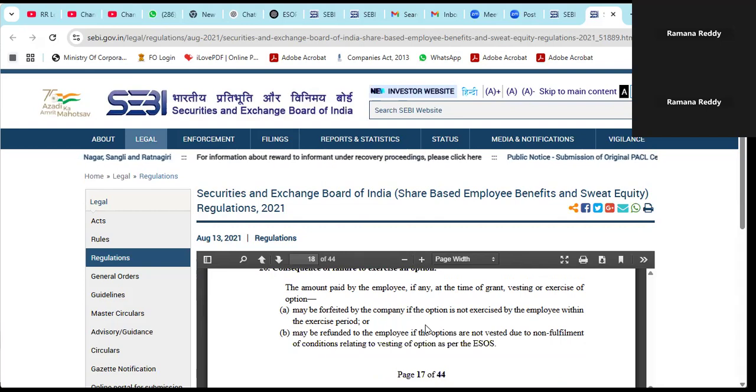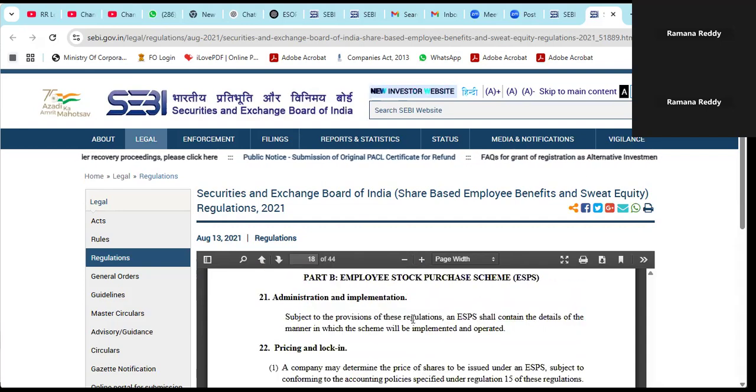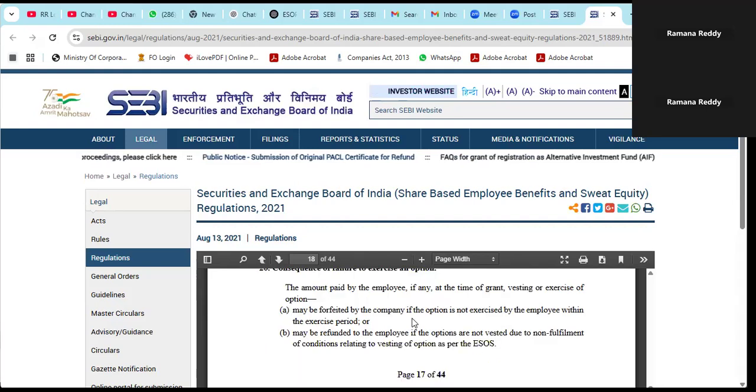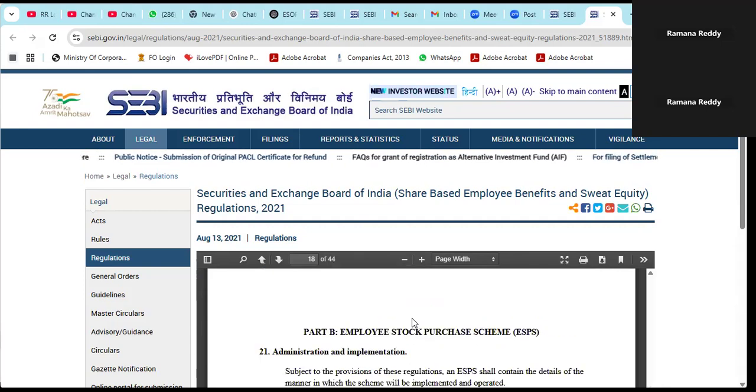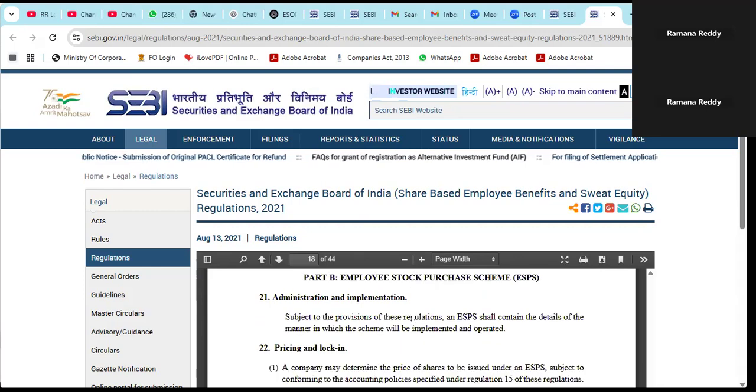It may be refunded to the employee if the options are not vested due to non-fulfillment of any conditions. See the difference. If it is not vested due to non-fulfillment of any condition, then it will be refunded. If it is vested but not exercised during the time, then the amount will not be refunded. That is the difference. This is Part A, that is the employee stock option scheme.